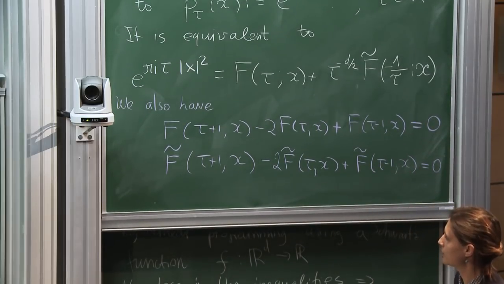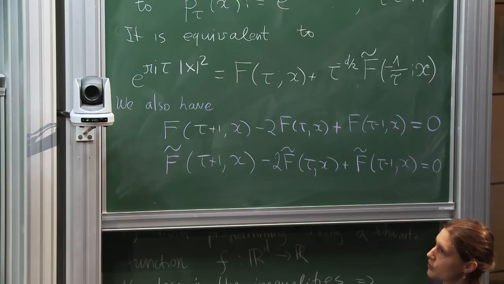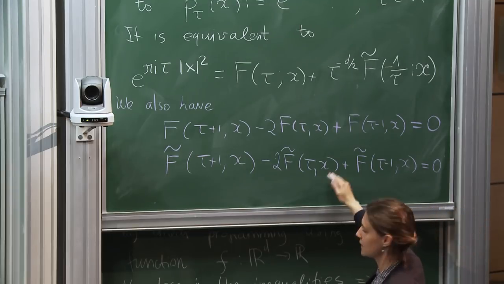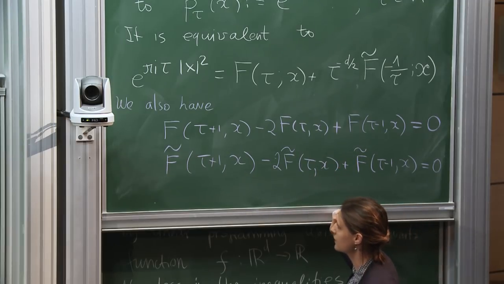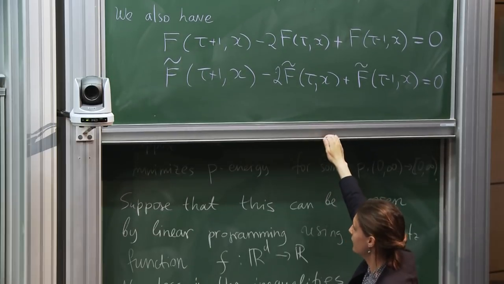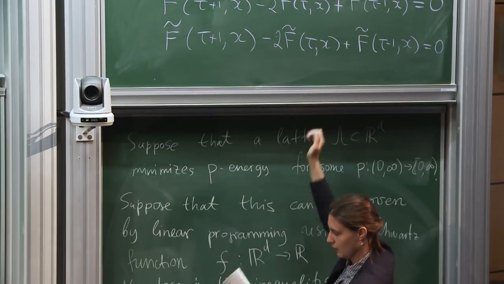Yes. So somehow, because we want our interpolation formula to be convergent, this gives us already some growth assumptions on F, and these functional equations together with growth assumptions will allow us to find F and F tilde explicitly.